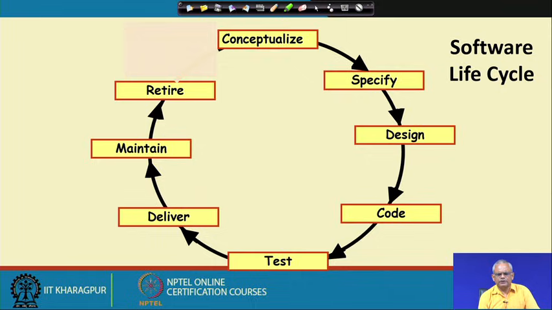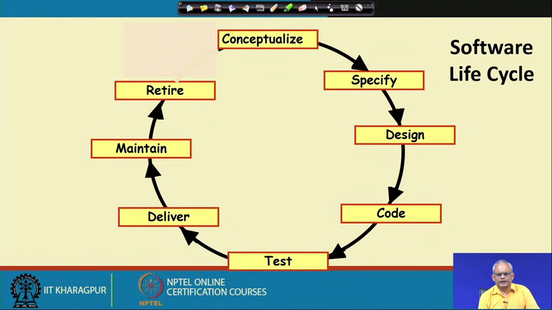At a very conceptual level, we have some notion of a life cycle. A life cycle is the set of stages through which something evolves. For example, a human being's life cycle goes from child to adult, old age, retirement and so on.